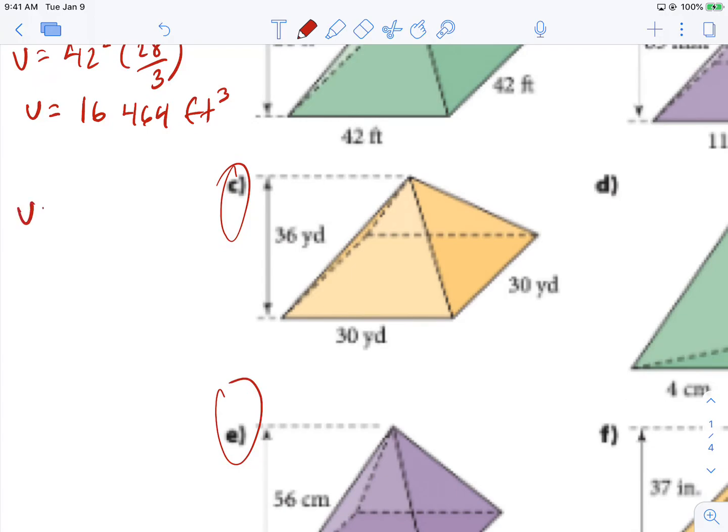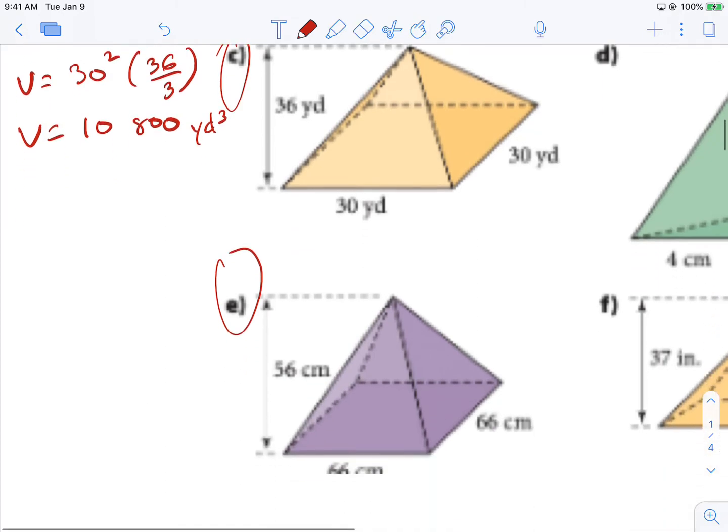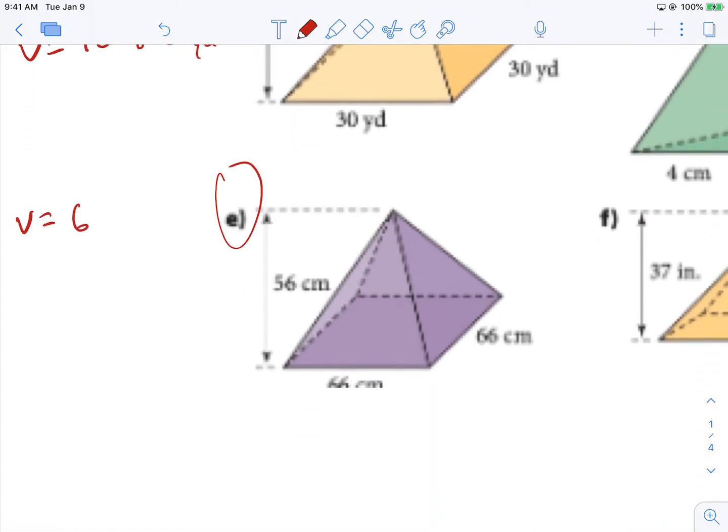All right, for the next one, we have our volume equals whatever our length is squared times our height, divided by 3. So we end up with 30 squared times 12, and we get 10,800 yards cubed. For E, our volume is going to be 66 squared times our height, which is 56, divided by 3. So we end up with 66 squared times 56 over 3, and that gives us a volume of 81,312.